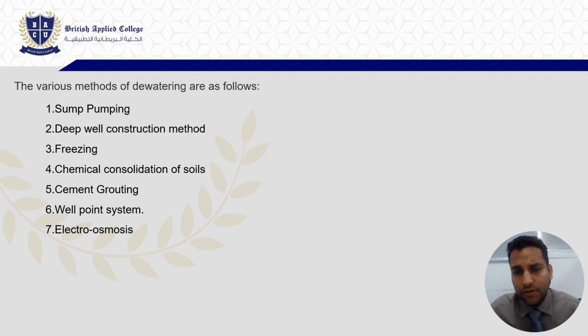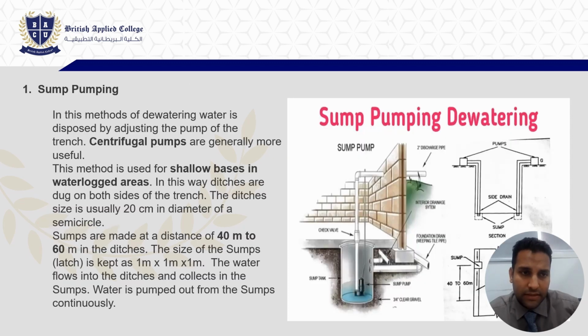Now, what are the various types of dewatering? The types of dewatering are sump pumping, deep well construction method, freezing method, chemical consolidation of soils, cement grouting, well point system, and electro-osmosis. So these are seven types. There might be a few more, but these are the general types which we use on a frequent basis in our construction industry. So let us quickly have a brief understanding of these processes. Let us start with sump pumping.